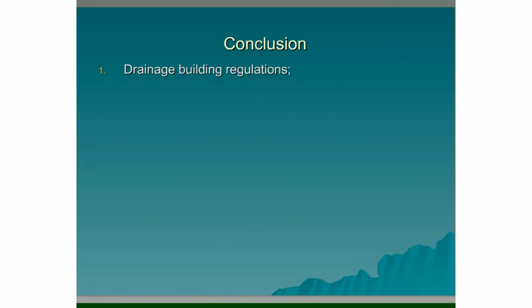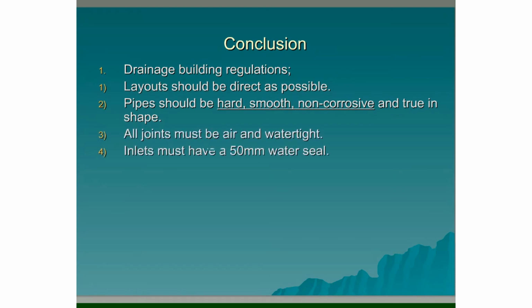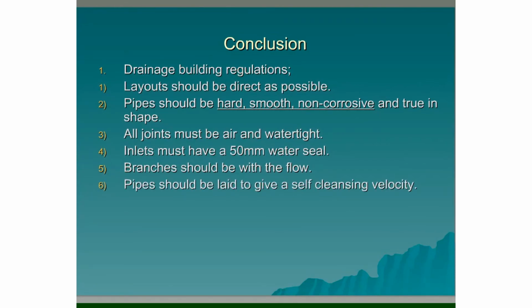Conclusion. Drainage building regulations. 1. Layouts should be as direct as possible. 2. Pipes should be hard, smooth, non-corrosive and true in shape. 3. All joints must be air and water tight. 4. Inlets must have a 50 mm water seal or water trap. 5. Branches should be with the flow. 6. Pipes should be laid to give a self-cleansing velocity.